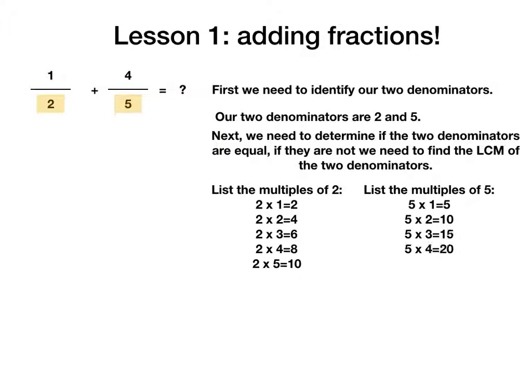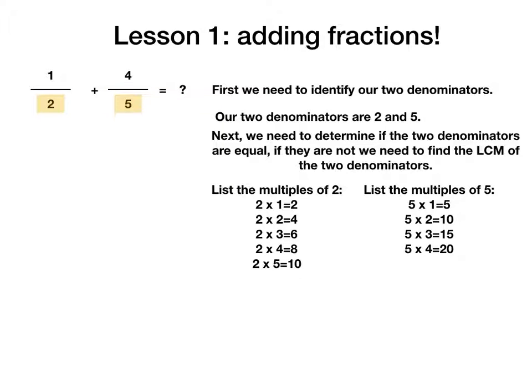Now, we're going to list the multiples of 5. 5 times 1 equals 5. 5 times 2 equals 10. 5 times 3 equals 15. 5 times 4 equals 20. Those are the first 4 multiples of 5. Again, you can skip count if that's faster for you.